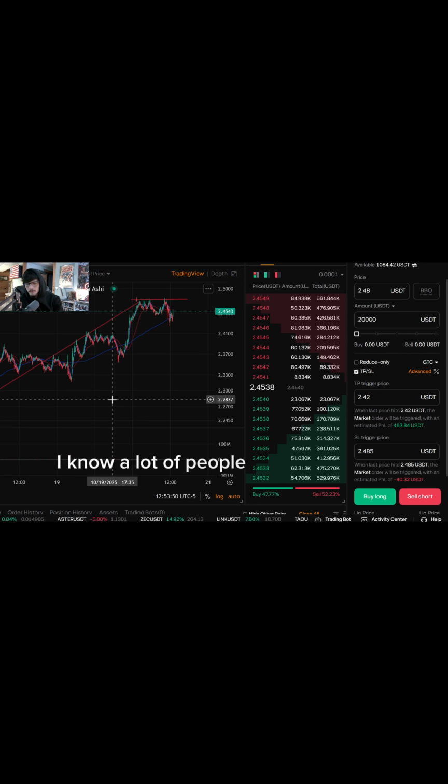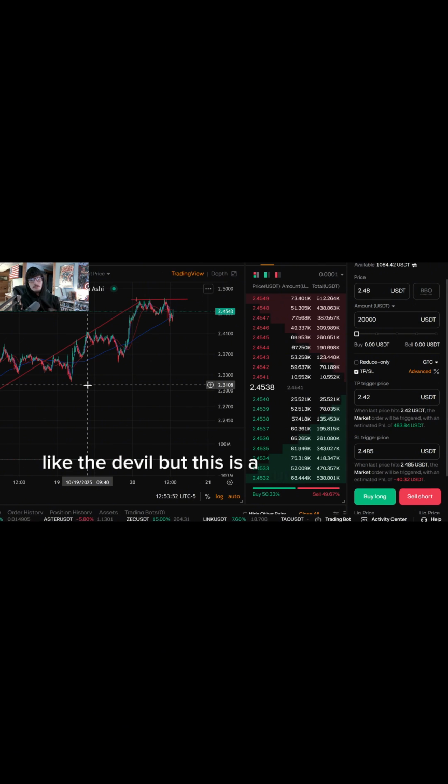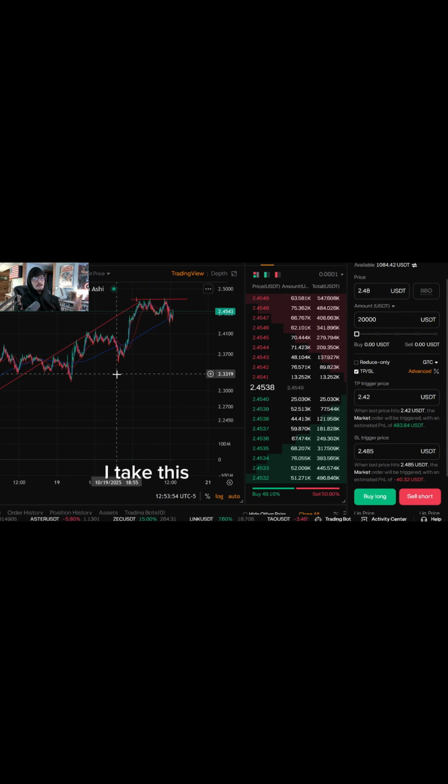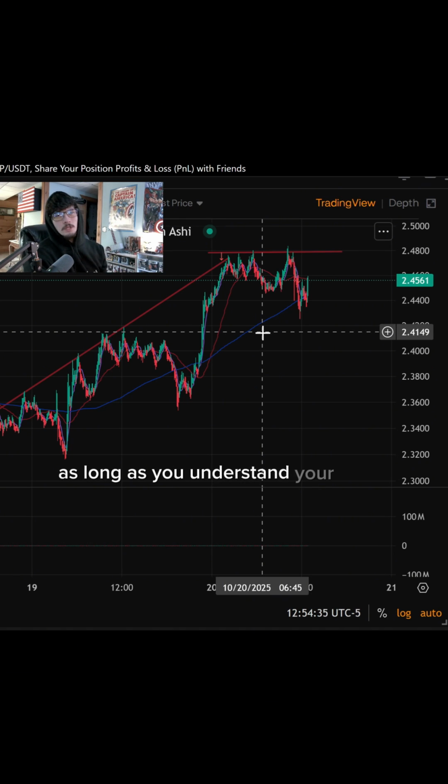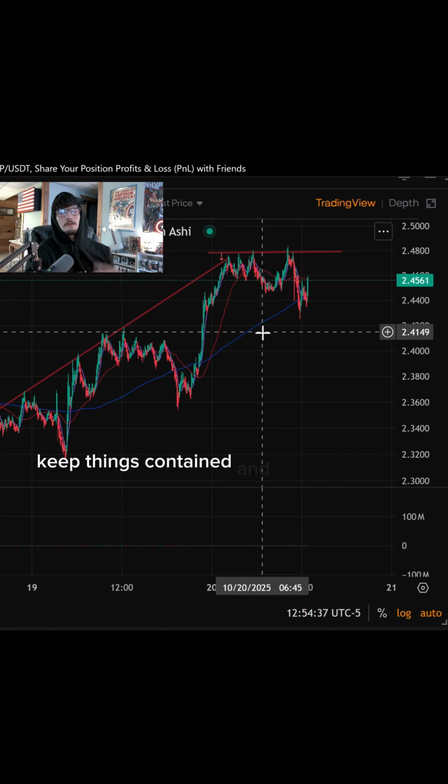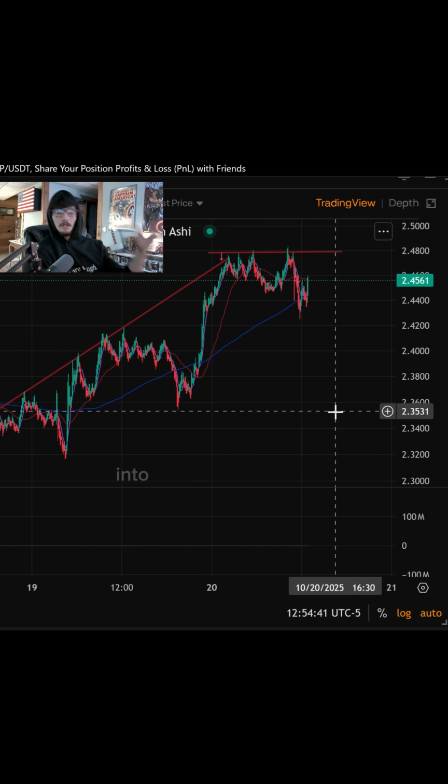I know a lot of people are going to treat leverage like the devil, but this is a super favorable setup. I take this every single time. As long as you understand your levels, keep things contained, and have tight stop losses, you can turn a relatively small amount of money into pretty large profits.